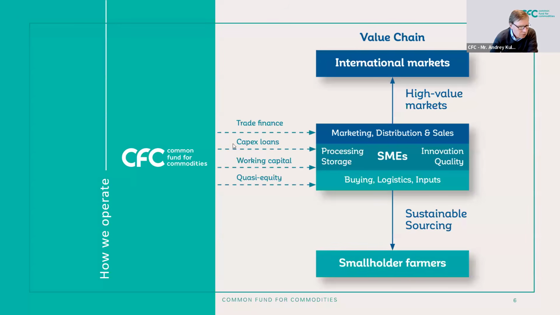And the CFC contribution to this process, as you can see on the picture, is trade finance, capital expenditure loans for any kind of improvements in the value chains. It can be working capital, the fuel that makes the small and medium enterprises function, and it could be quasi-equity, more or less any kind of innovative instruments, including development impact bonds that the CFC can analyze, and if it's appropriate, then the CFC can finance those as well.